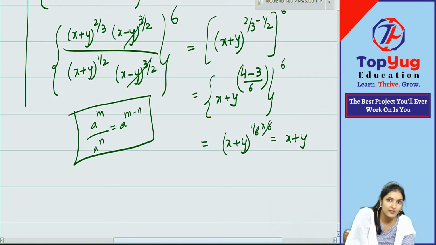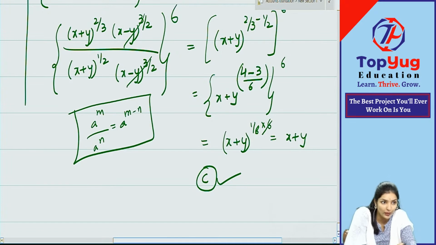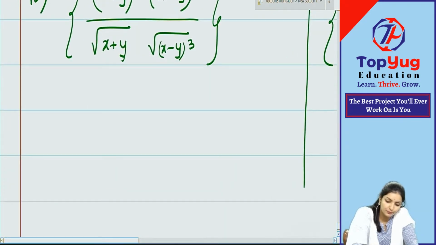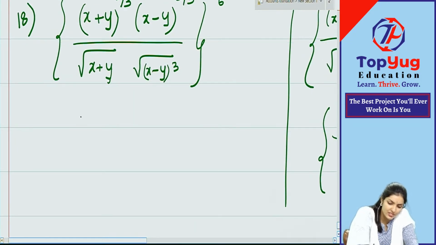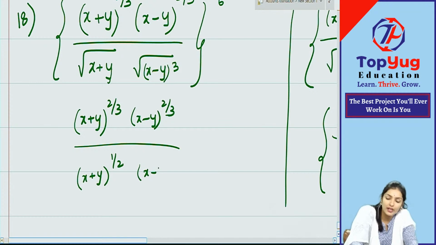Am I clear on this part, everyone? So option C is the right one if this is the question. Now, if you want to change the question, you change the question, but you have to also know this. So here, this part, everything I'll just write directly: (x plus y) to the power 2 by 3, (x minus y) to the power 2 by 3, divided by (x plus y) to the power 1 by 2, (x minus y) to the power 3 by 2.